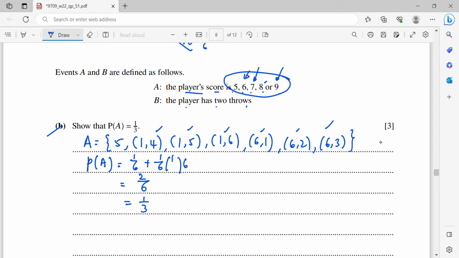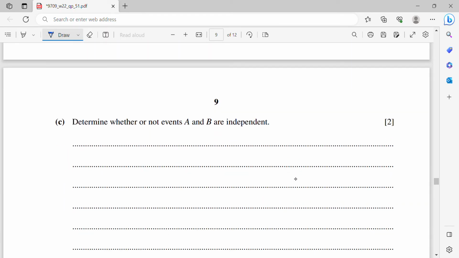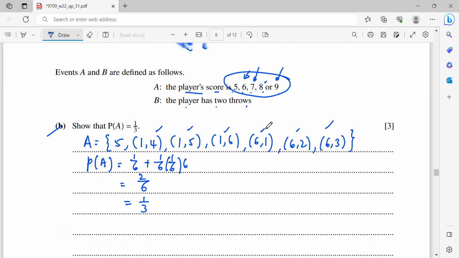Okay, so now see, determine whether or not the events A and B are independent. So now from here, we need to calculate the P(B). To check the independence, we need to check whether the intersection probability between A and B is the same as P(A) times P(B). So that's why I need to count the P(B) first.